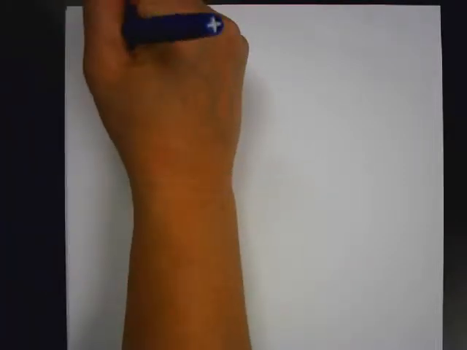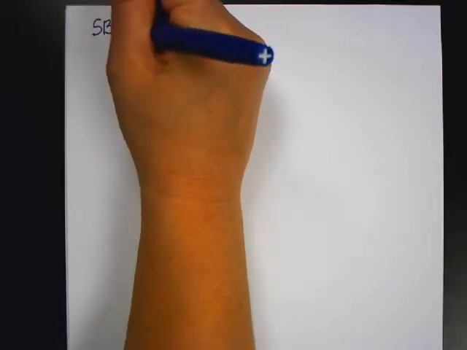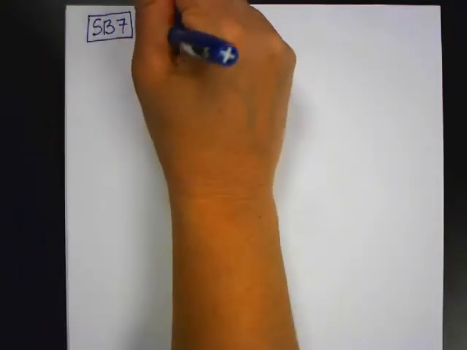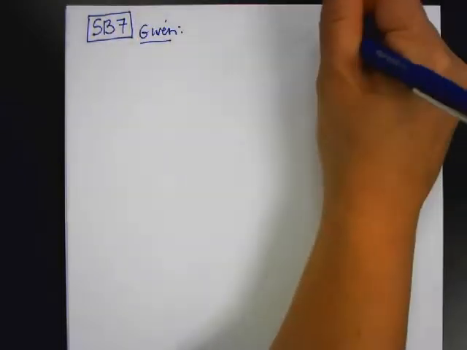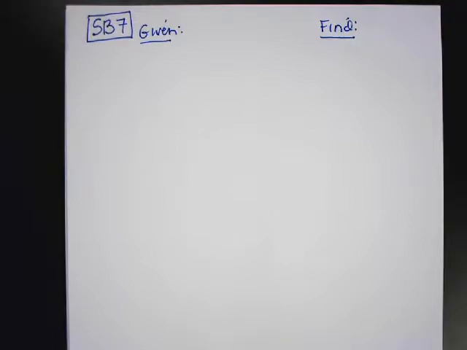All right, now we're going to look at Chapter 5, Practice B, and we'll do number 7, which is the first one. So again, we're going to write our given and find. As we're reading the problem, we're going to chunk, because when we chunk like that, we don't miss any information.